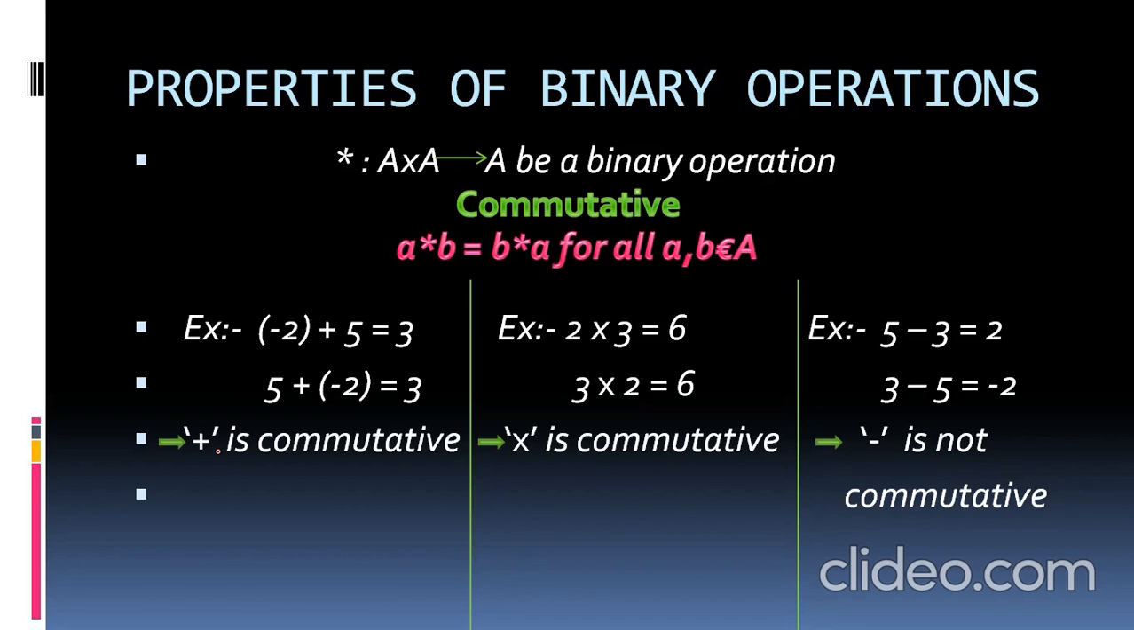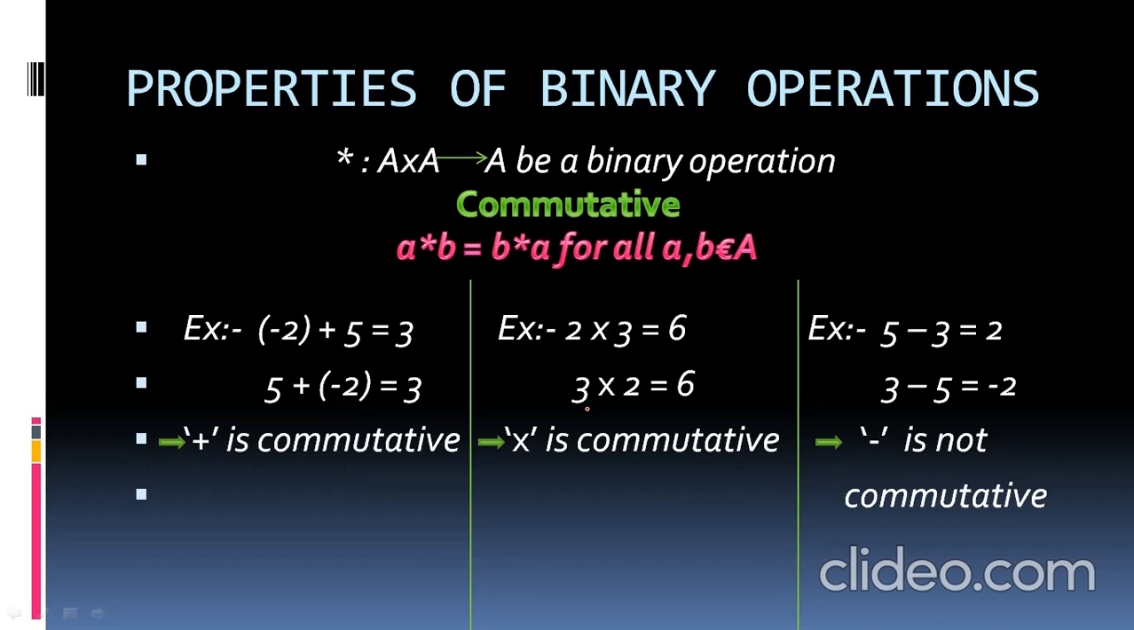First see the operation addition. If we add two numbers, for example minus 2 and 5, that is minus 2 plus 5, the result is 3. If we change the order, that is if we place 5 in first place and minus 2 in second, then again we get the result 3. So order doesn't matter. So this operation addition, we can say it is a commutative operation.